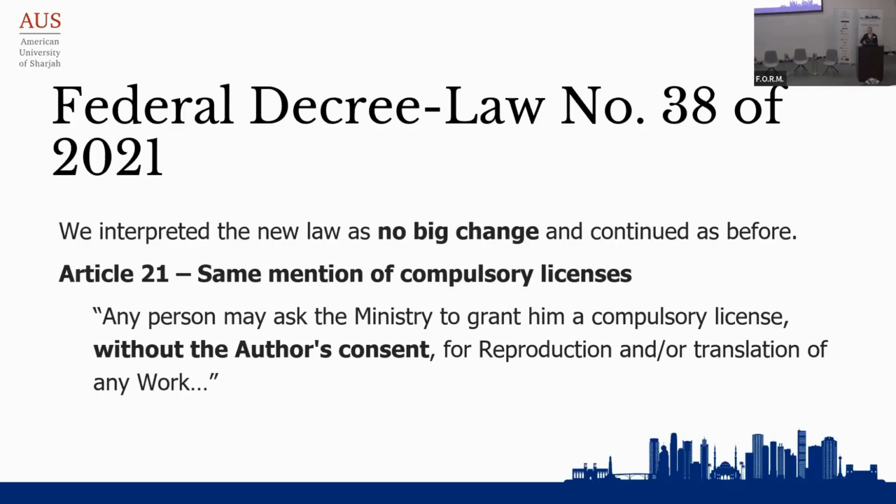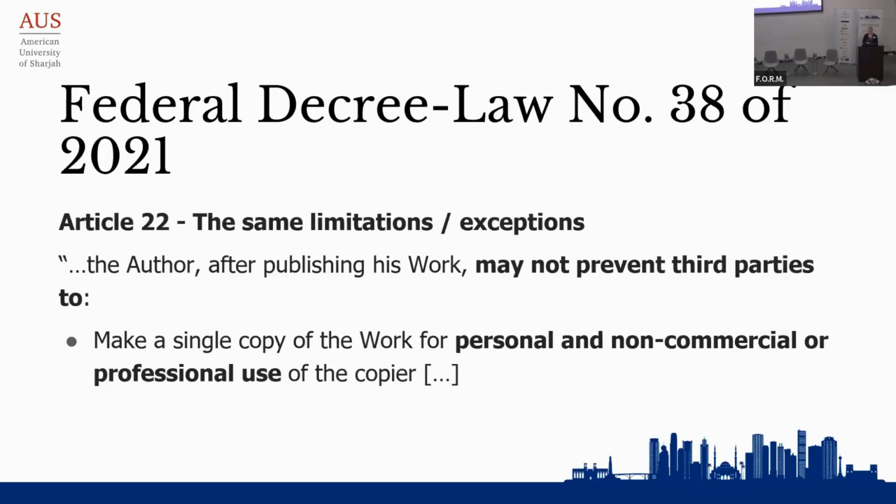We have the same Article 21 with the mention of compulsory licenses. They just have that added text of without the author's consent. So you can ask the ministry to grant a compulsory license without the author's consent for reproduction and or translation of any work. And Article 22, largely the same limitations and exceptions, that the author, after publishing his work, may not prevent third parties from making a single copy of the work for personal and non-commercial or professional use of the copier. So it's similar language, slight rewording.